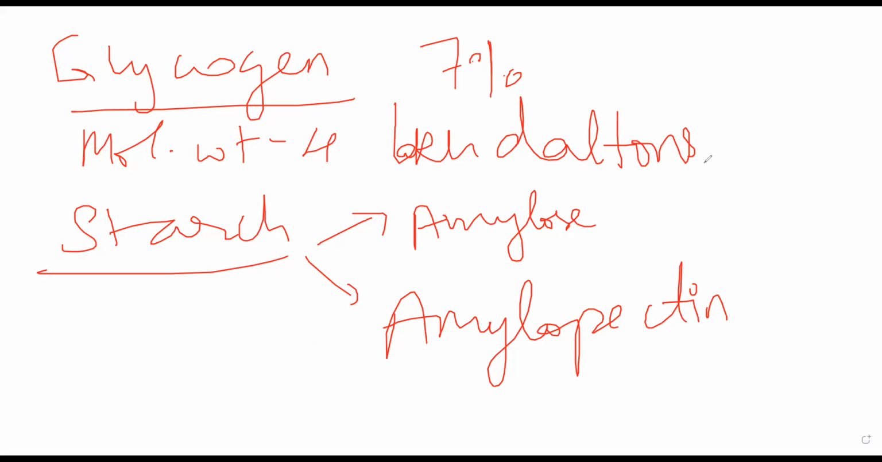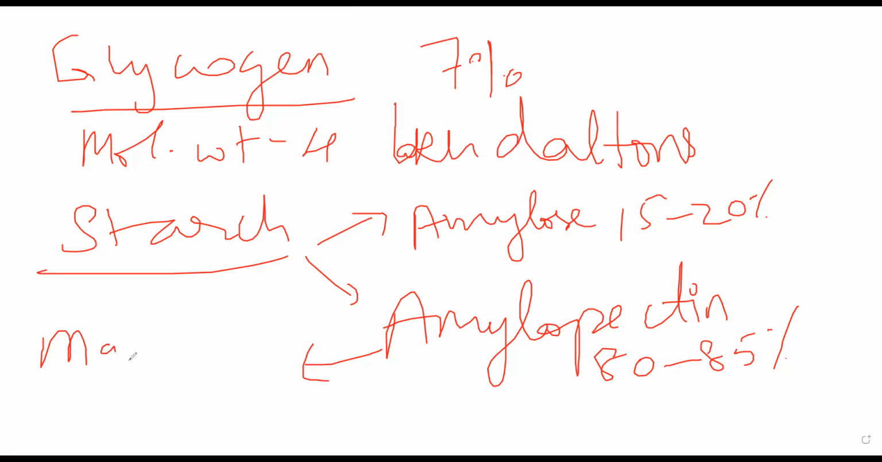This makes up about 80 to 85% of starch. So as I previously told you, about 15 to 20% of starch is made up of amylose, and about 80 to 85% of it is made up of amylopectin, and this is water insoluble. Amylose is water soluble, amylopectin is water insoluble. If you perform hydrolysis on amylopectin, you will get maltose and you will get isomaltose. Now if you break these down even further, then you will get glucose.